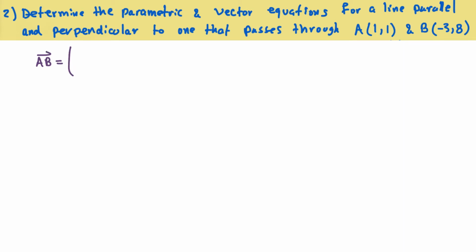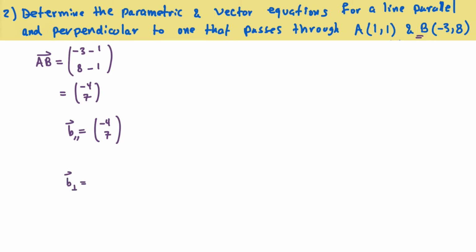To find vector AB, we're going to take the coordinates of point B and subtract the coordinates of point A, which is 1, 1. By doing this, we will get -4 and 7. And this means that the direction vector, which is parallel to our line, is going to be -4, 7. Put parallel here.